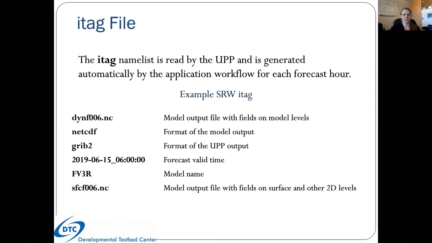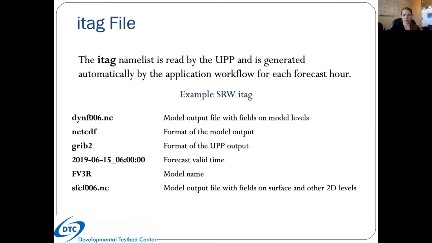The second input file is the ITAG file. This ITAG is automatically generated by the application workflow for each forecast hour, and then it is read by UPP. This is an example of the short range weather ITAG. And so on the left here are the elements that are generated within the ITAG. Your first element is your model output file with fields on model levels. The second element is the format of your model output, which is NetCDF. The third element is the format of the UPP output. Currently, only GRIB2 is available for UPP output.